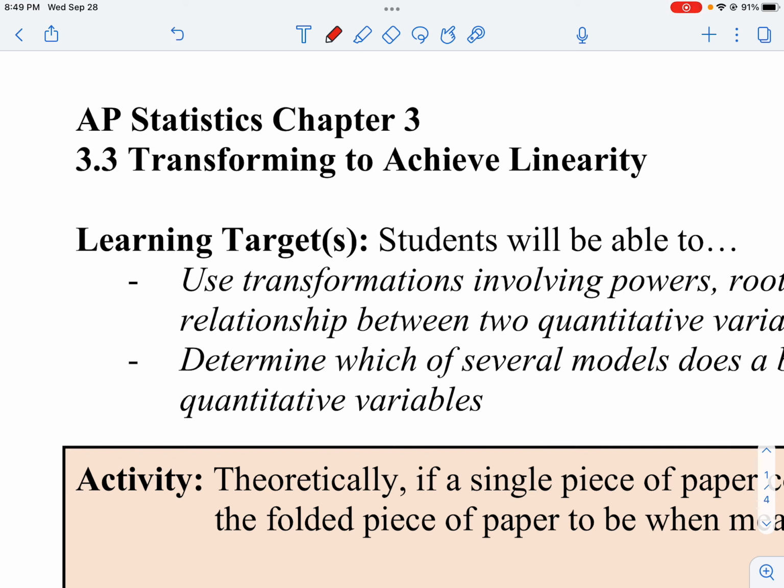Okay? But I think we all understand that not all relationships that exist mathematically are linear. There's different types of mathematical relationships. So when we encounter those, what do we do in order to achieve linearity? Remember, correlation only works for linear relationships. So if we have something that's not linear, what can we do to make it linear? And that's what we're going to learn about here.